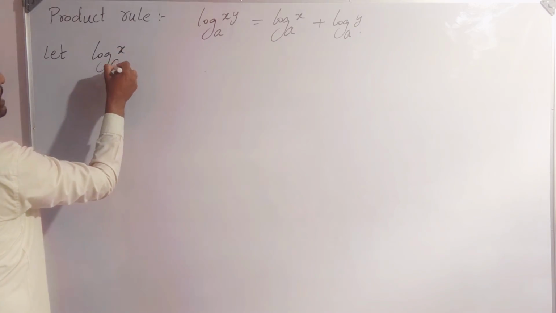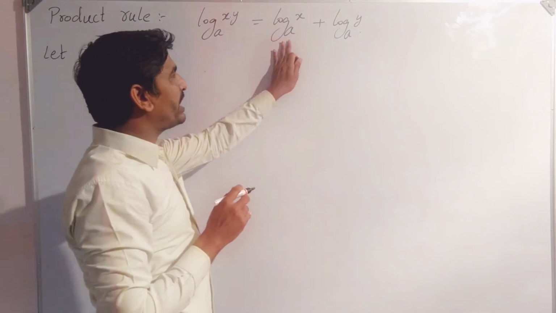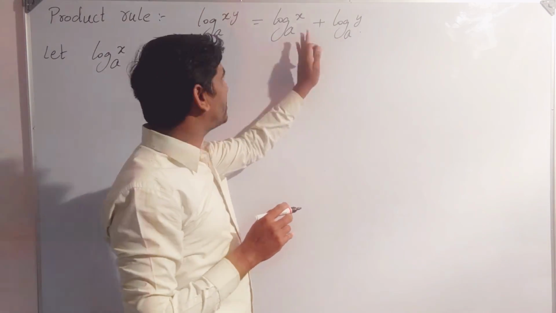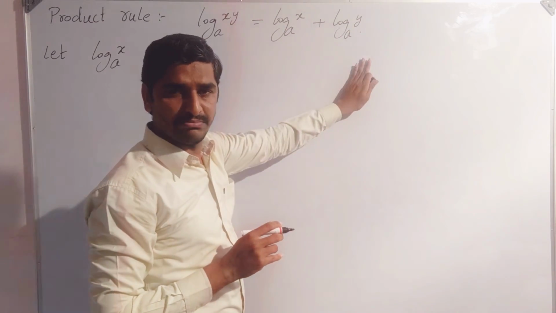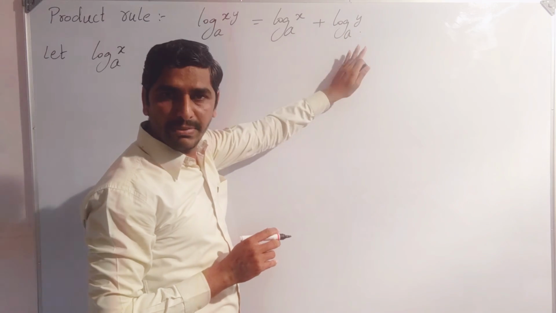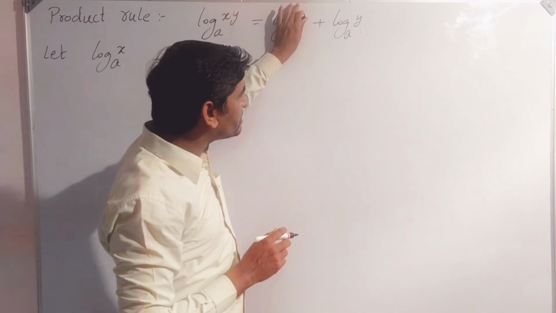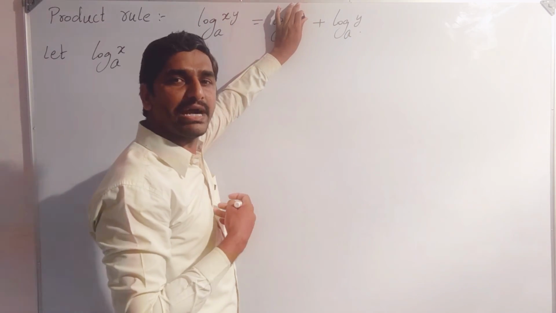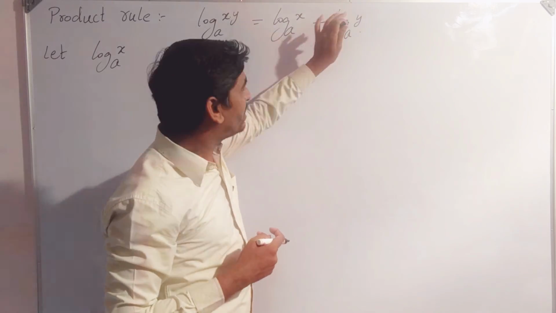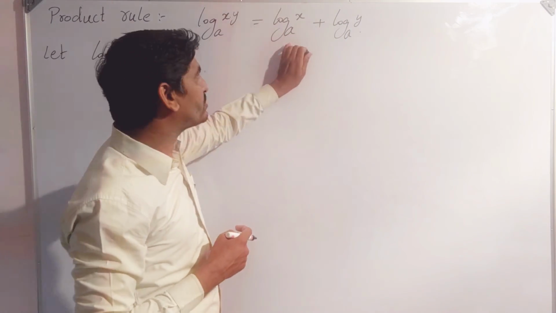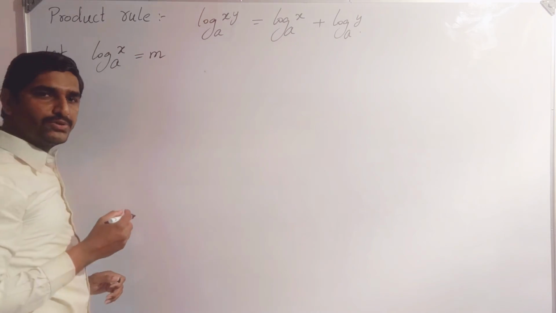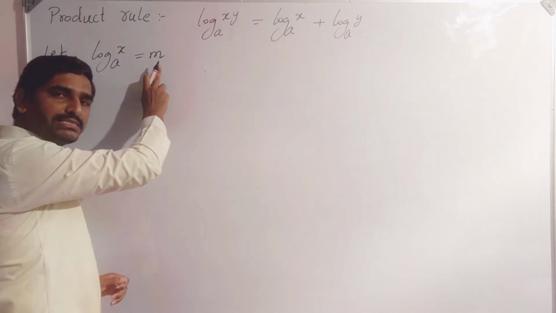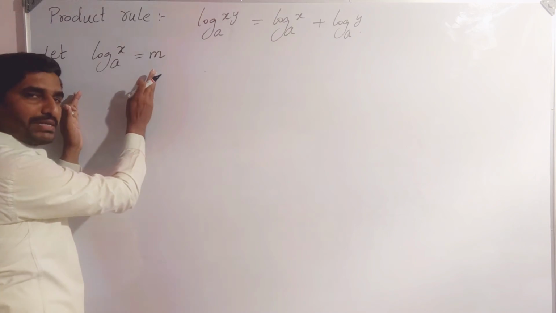Let logarithm of x to the base a be m. We are going to take these two numbers. This is a product, so two different numbers. This is considered as m, and the other is n. This complete logarithm of x to the base a, we take as some value. This is the logarithmic form.